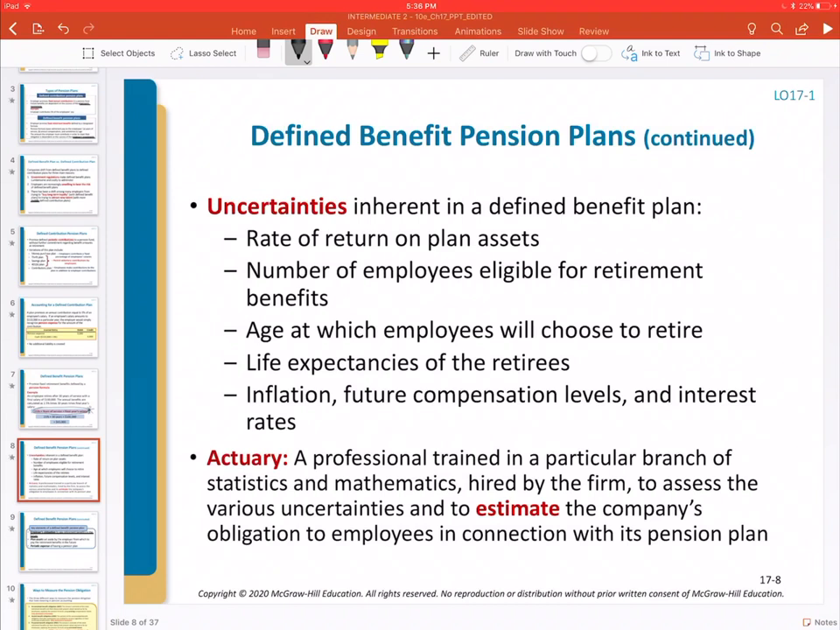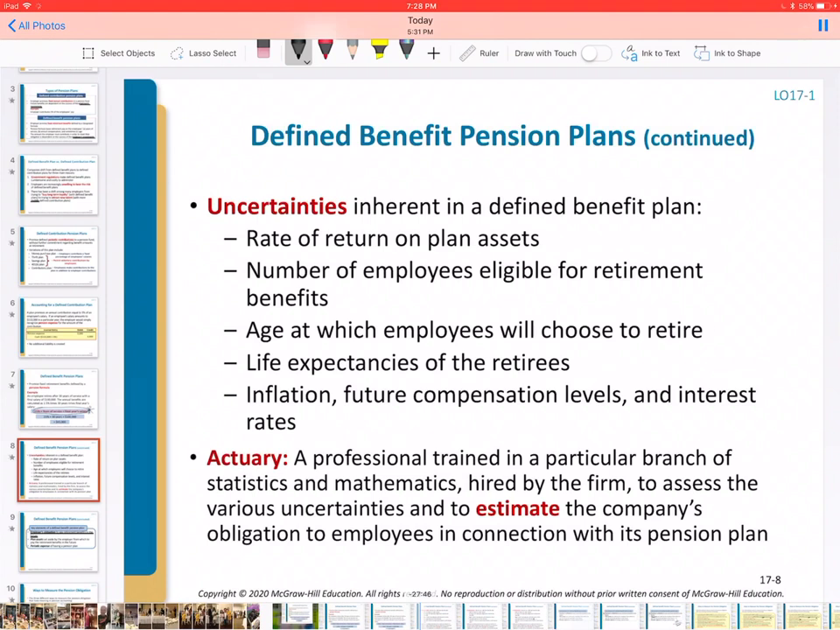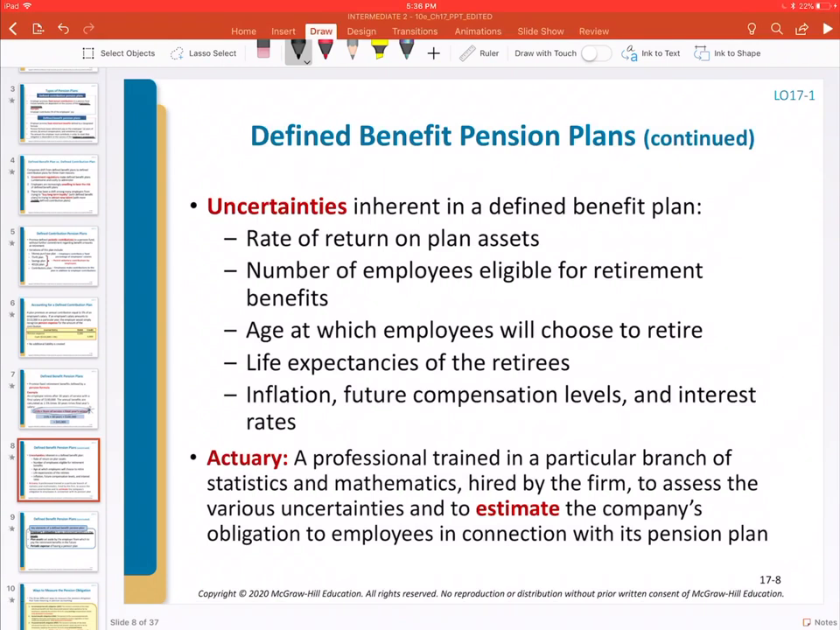And so some of the uncertainties listed on the slide is, how many employees are actually going to be eligible for retirement. A lot of times companies will say, you must work at least 10 years with our organization before you're eligible for retirement benefits. So the company then has to basically guess, of all of the individuals working for us, how many of them do we think are really going to stay with us for the 10 years so that they would become eligible. That's going to be an estimate that they have to make.